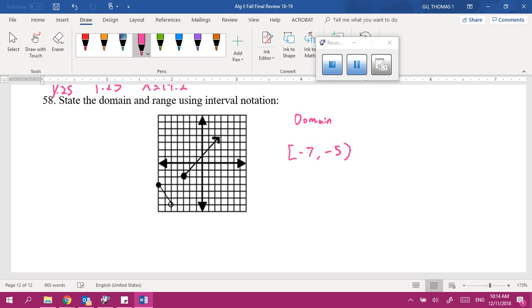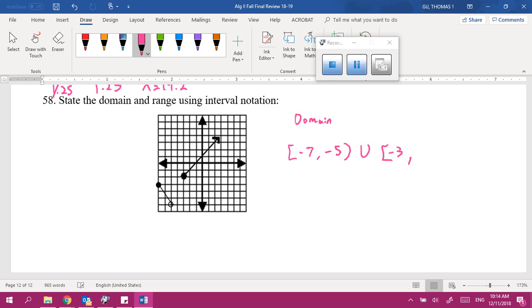Now we need to write the domain for the rest of the graph. And so to connect these two domains, we're going to put a big U in between them. That means union. All right, so now we're going to do the domain of our other section. So what is the furthest left on this part of the graph? -3. And do we use a parentheses or a bracket? A bracket. Why? Closed circle, right?